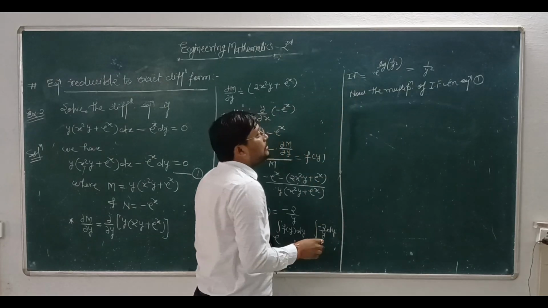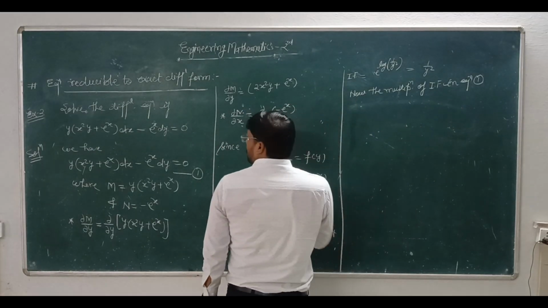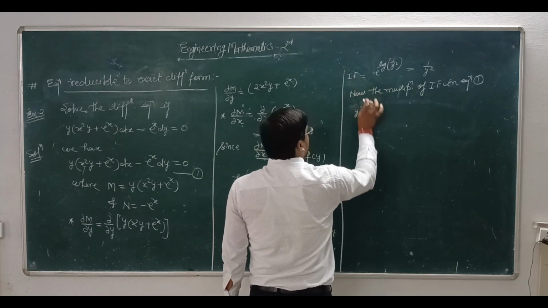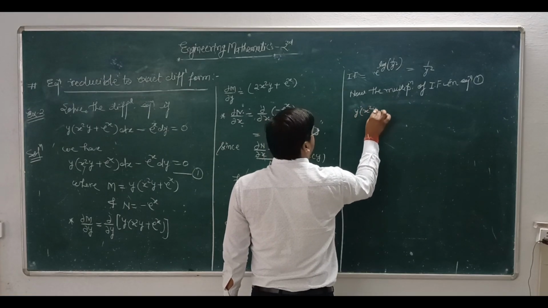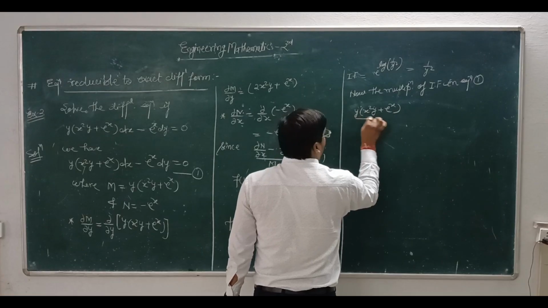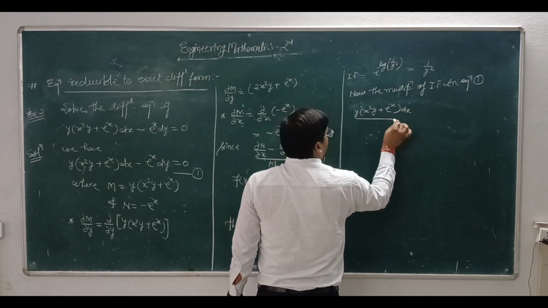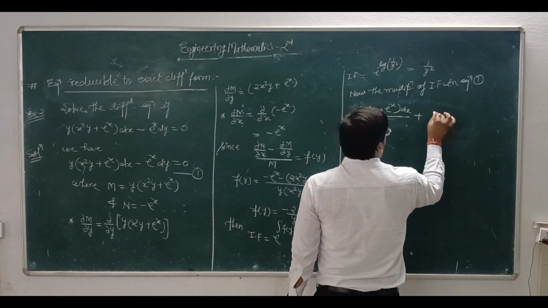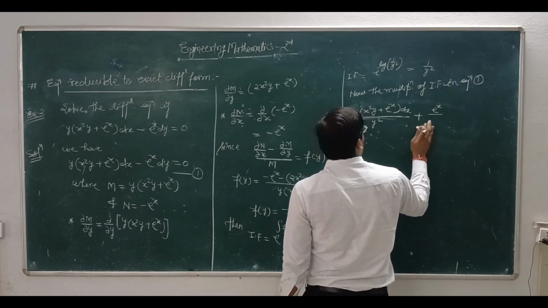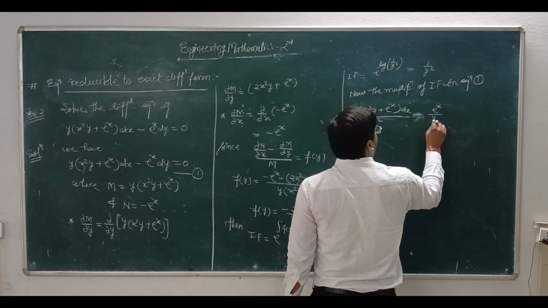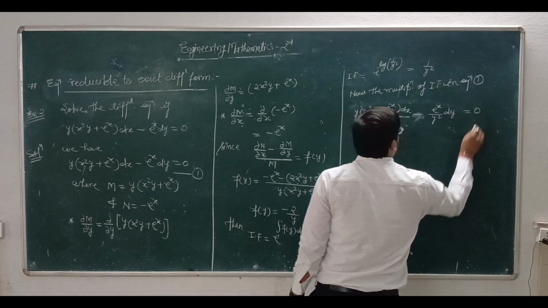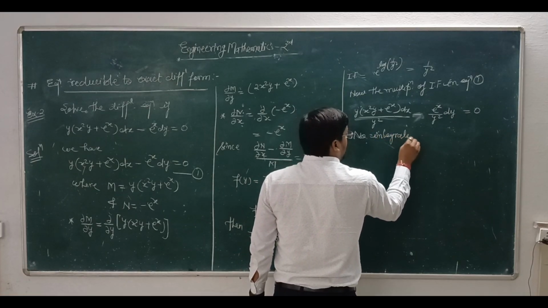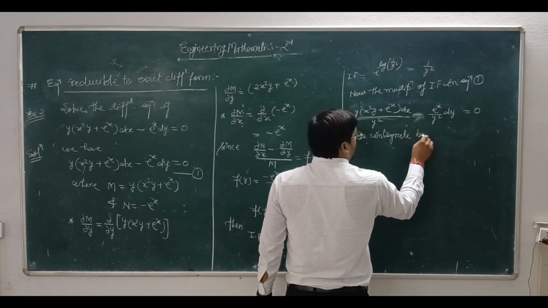Now consider this. The multiplication of IF in the equation first, you can write y(x square y plus e to the power x) dx, total upon y square, plus e to the power x, sorry, this is minus, e to the power x upon y square dy is equal to 0. Now integrate both sides.